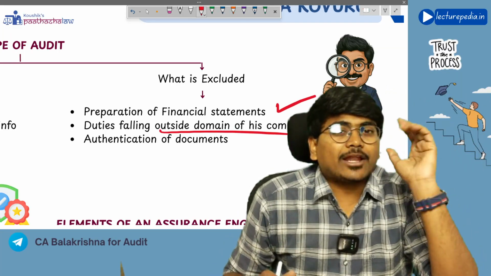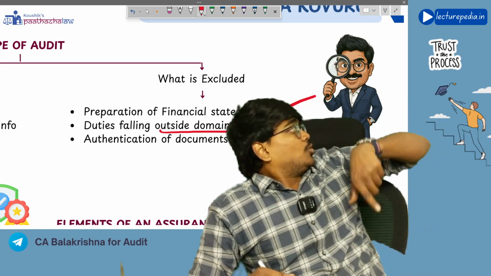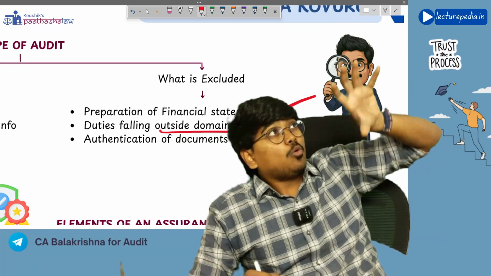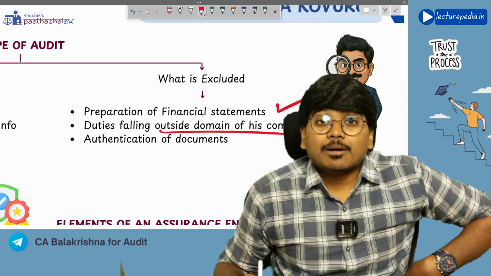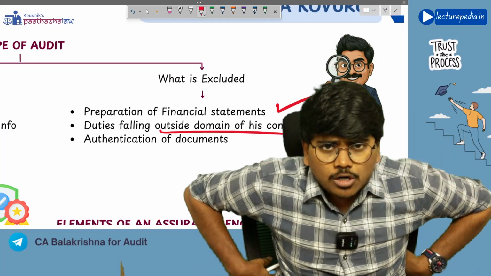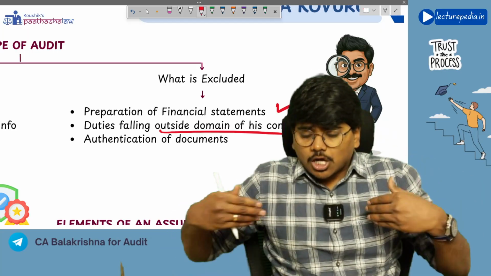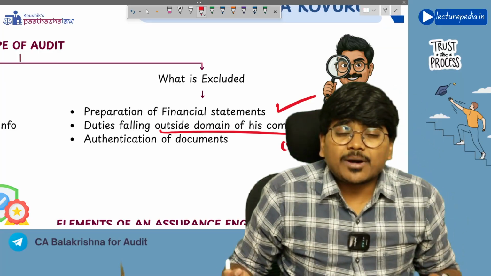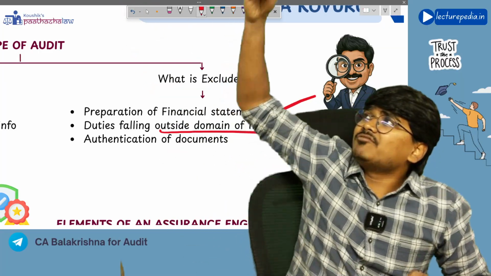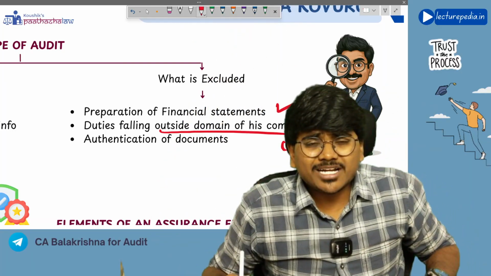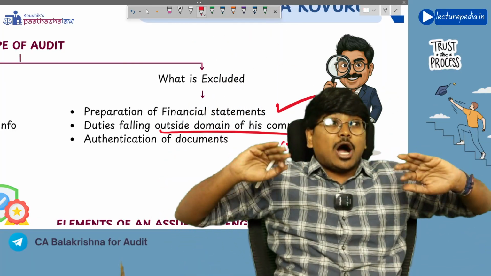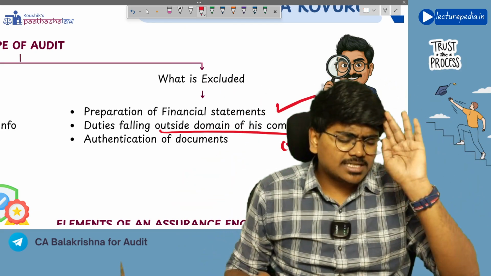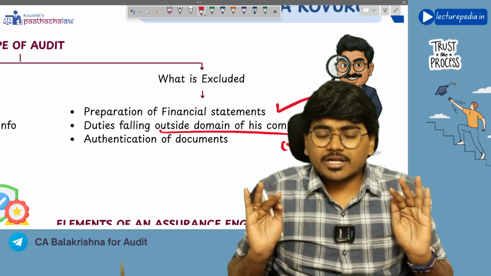Next, duties that are falling outside the domain of his competence. Let's say, for example, an auditor is asked to check whether we can use this building for next coming 100 years. That is, what is the stability of this building? Can auditor check this? No, auditor can never do this, because auditor is not having knowledge to perform these type of activities. That activity can be performed by respective engineer. He can verify the building and he can give certificate about stability of the building, right? So those activities that are outside the competence of the auditor are also not included in the scope of auditor.